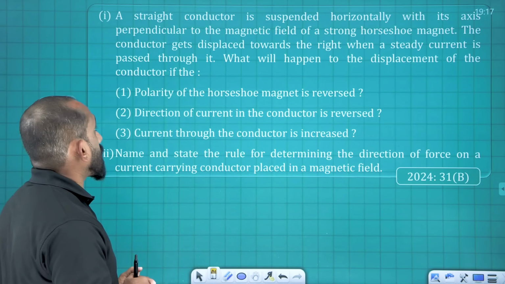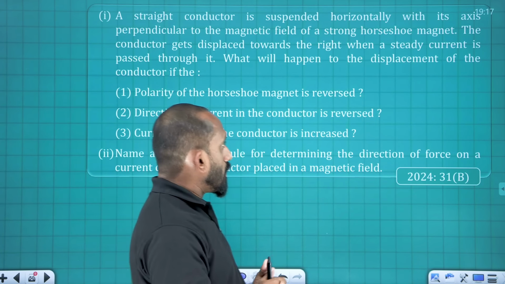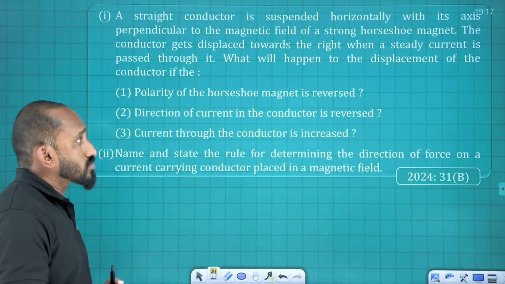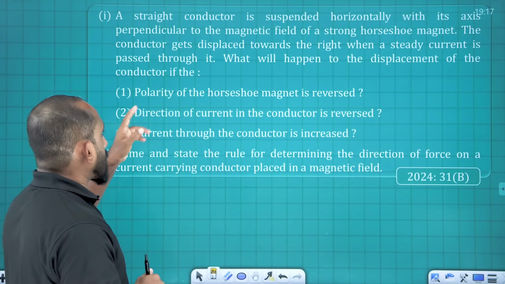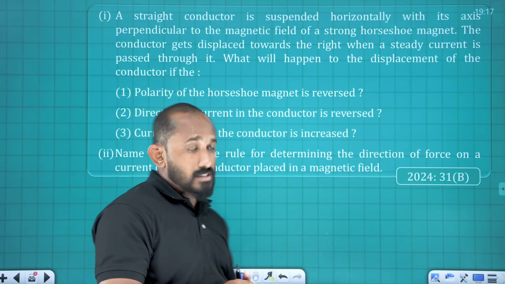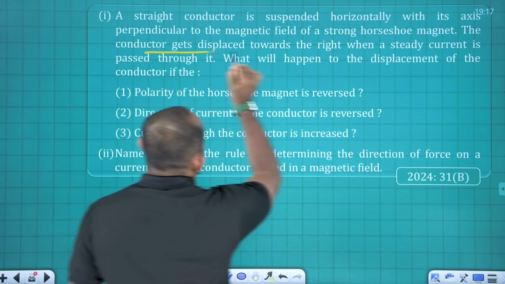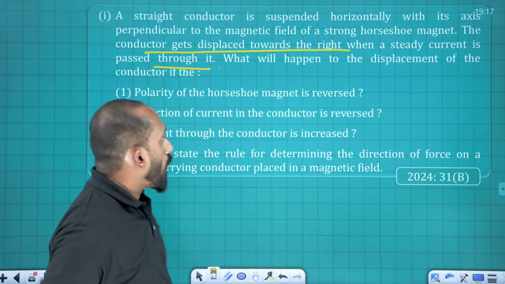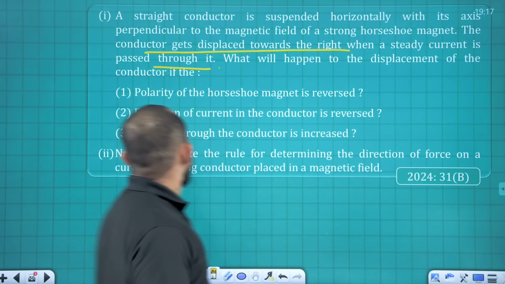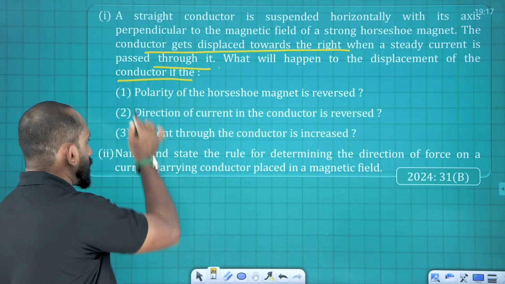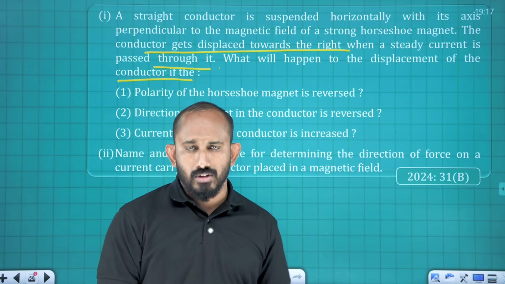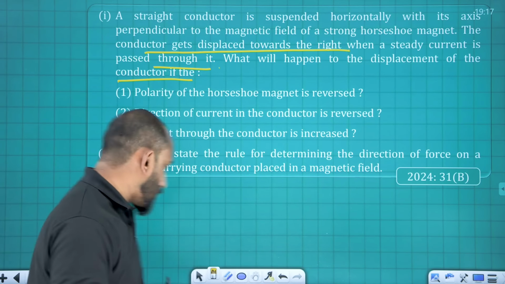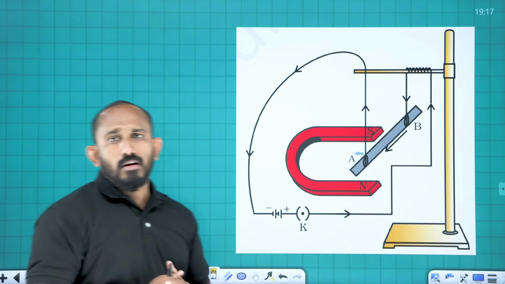A straight conductor is suspended horizontally with its axis perpendicular to the magnetic field of a strong horseshoe magnet. The conductor gets displaced towards the right when a steady current is passed through it. What will happen to the displacement of the conductor if these changes are done? What happens to the displacement is the question. It is the force on a conductor concept. In the NCERT textbook, you might have seen this figure in the circuit.